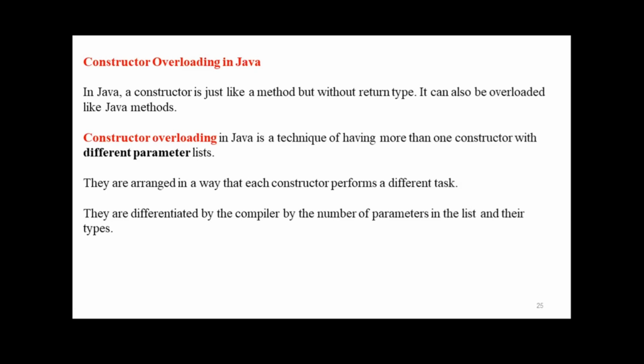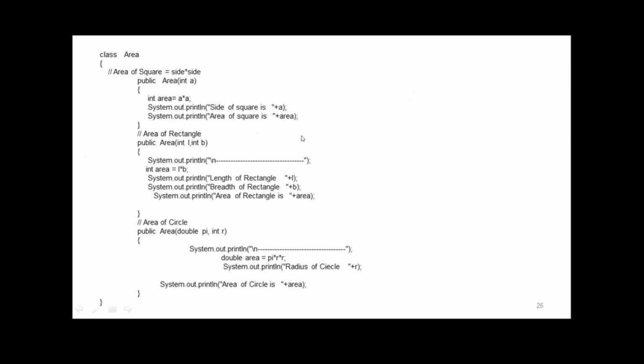What is overloading, guys? Overloading is when we have the same name and perform different tasks, when we have more than one constructor and every constructor performs different tasks. Constructor overloading in Java is a technique of having more than one constructor with different parameter lists. They are arranged in a way that each constructor performs different tasks. For example, guys, this program is visible to you.